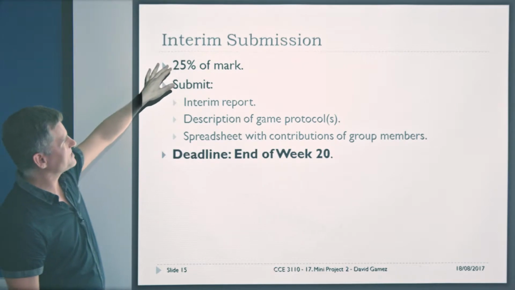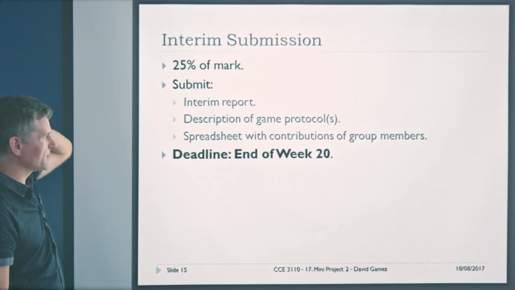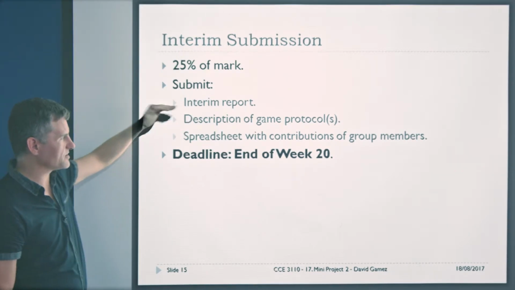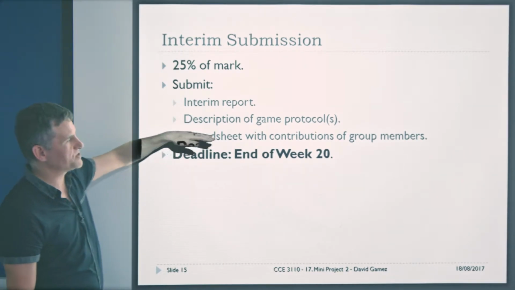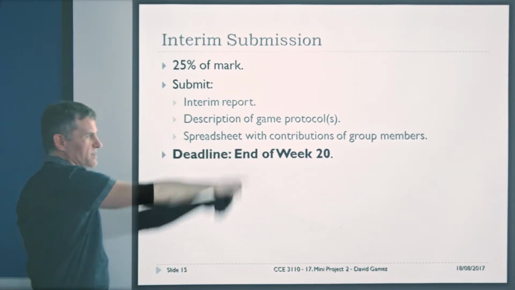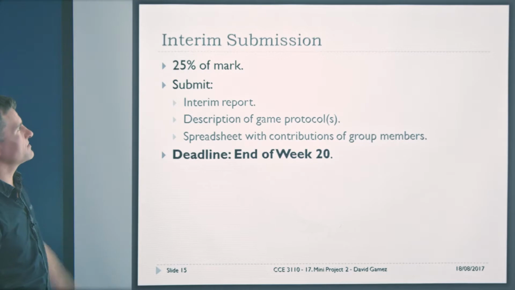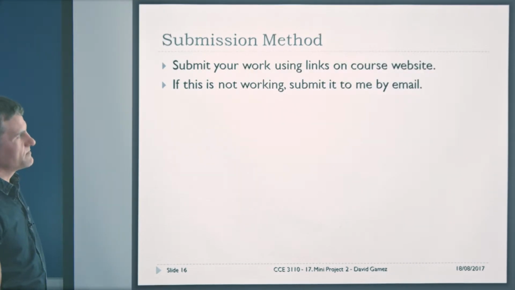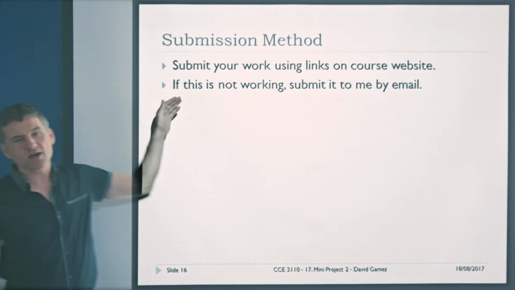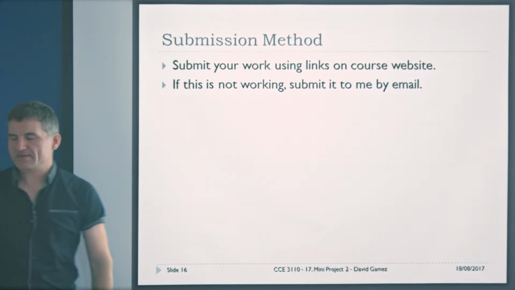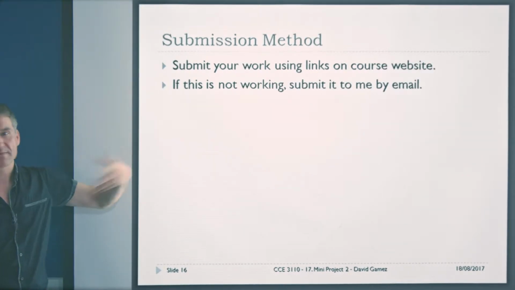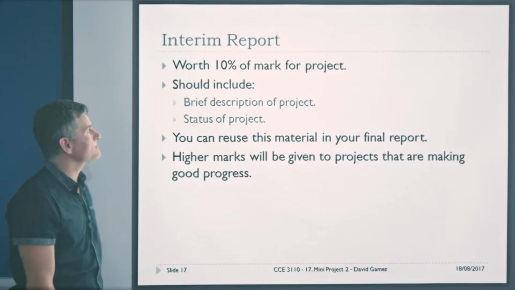The interim submission is worth 25% of the mark for the project. You have to submit a short report, a description of the game protocols, I'll explain what this means, and a spreadsheet with the contributions of group members. These spreadsheets are how I work out your individual mark from your contributions and the group mark. As usual, you always submit your work using links on the course website. If it's not working for some reason, UniHub's down, submit it to me by email. That's fine, but I'd much rather you submitted it using the links on the course website if it's available.